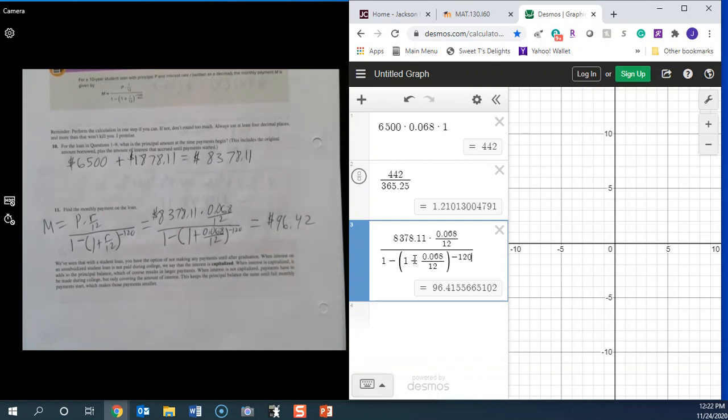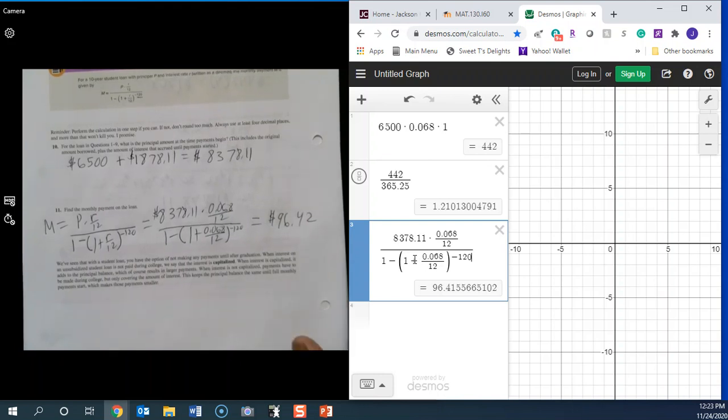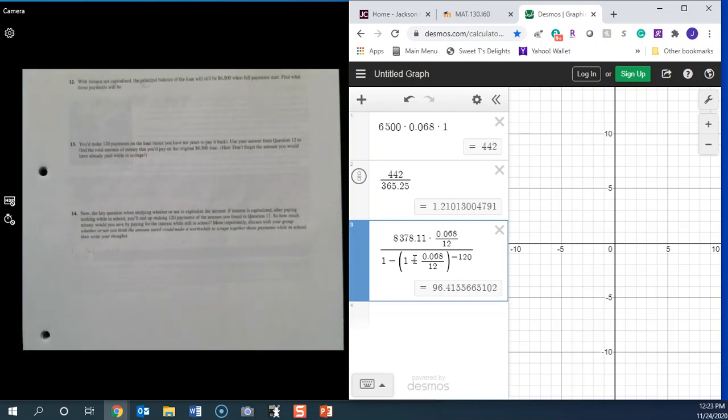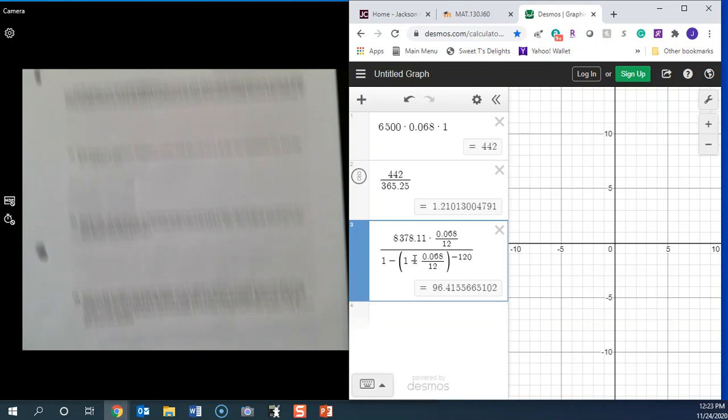Okay. So that's how much your student loan will cost you as far as your monthly payment with the starting amount of $8,378.11, and the interest is 6.8% for 10 years. Okay, so now we move on to the next page.